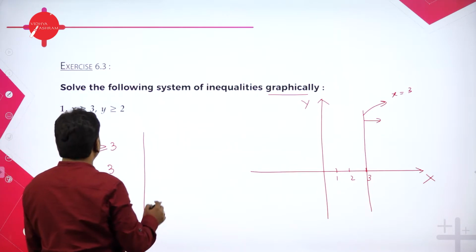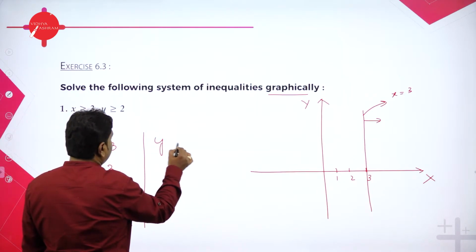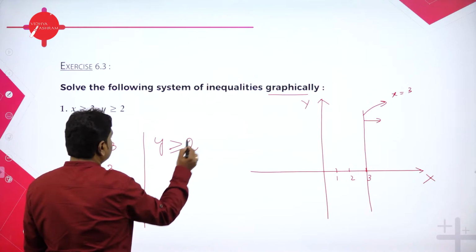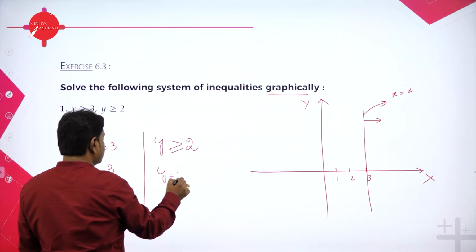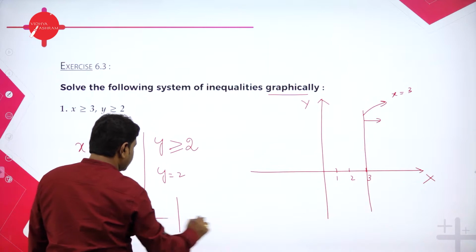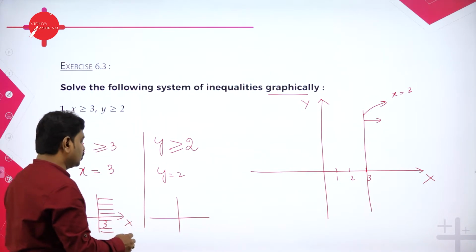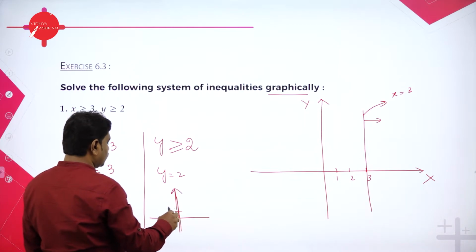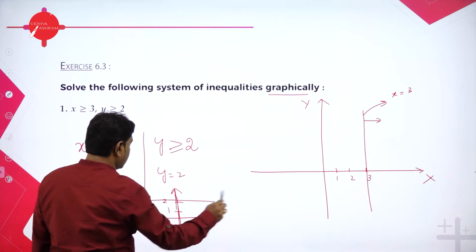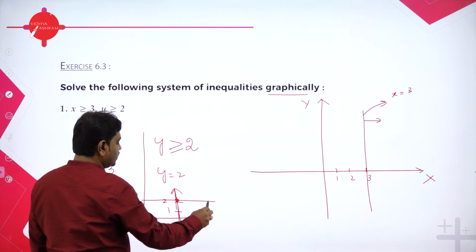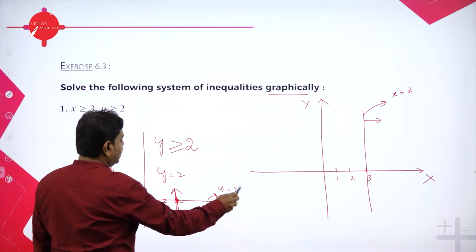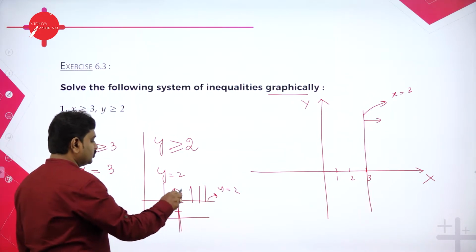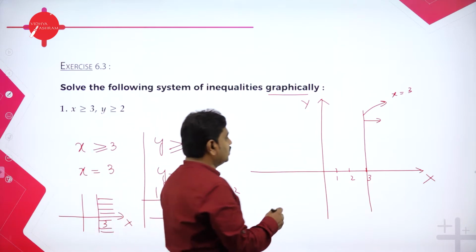Now the second line. What is the second line? Y greater than or equal to 2. So y is equal to 2. First, y is equal to 2 means a line which cuts the y-axis at 2. On the y-axis, so this is the y-axis at 2. Draw a line parallel to what? X-axis. This is the line y is equal to 2. Greater means shade above.